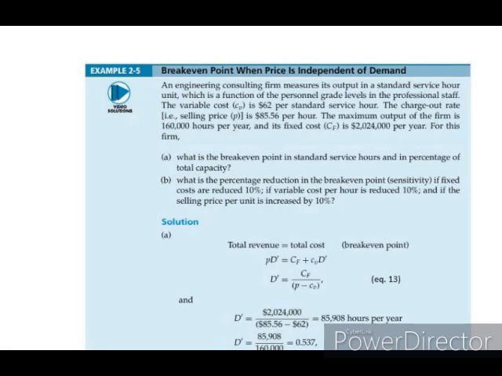The charge-out rate, or selling price, is $85.56 per hour. The maximum output of the firm is 160,000 hours per year, and its fixed cost is $2,024,000 per year. For this firm, we will solve letter A. What is the break-even point in standard service hours and in percentage of total capacity?